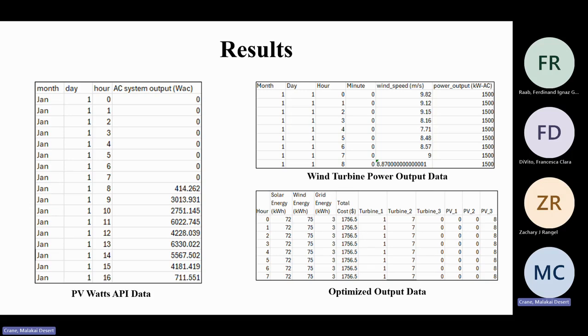Finally, our optimized output data shows that for each hour, it gives you our AC output for our solar, wind, and our calculated grid, which is basically just the remainder to cover the load. It's going to show you the total cost of the system. Then as you can see in here, we have 3 different turbines and 3 different PVs, and it's going to specify which ones are going to work the best, breaking it down into different quantities. We can set maximums and minimums for those quantities. It's all based on the user input.